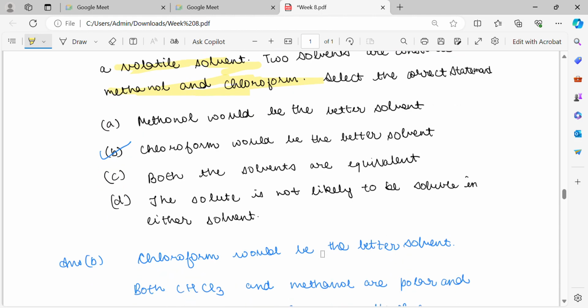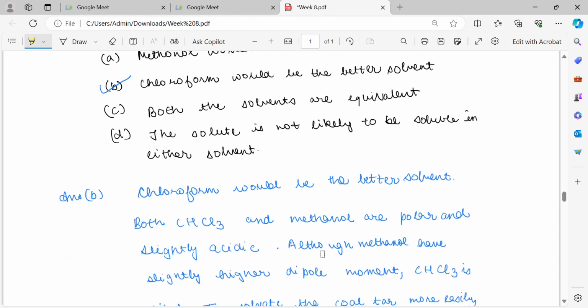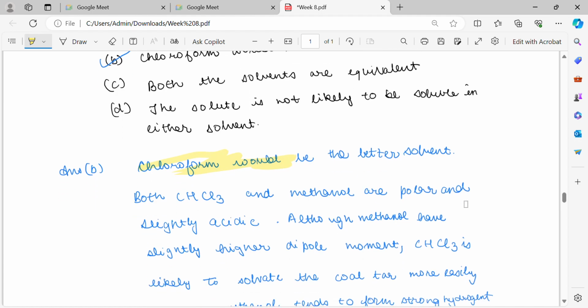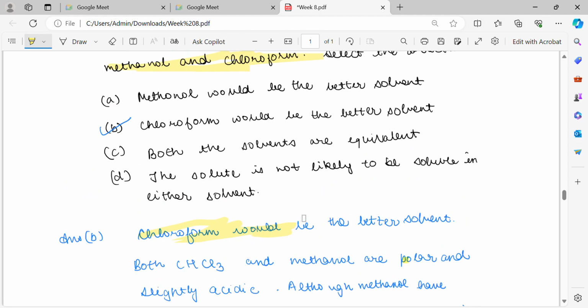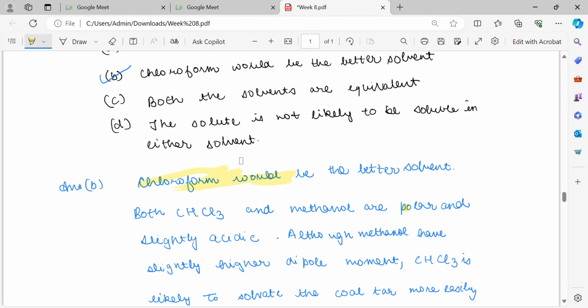So, given this example, chloroform would be the better solvent. Both CHCl3 and methanol are polar. So, chloroform would be the better solvent. They both are polar and slightly acidic.